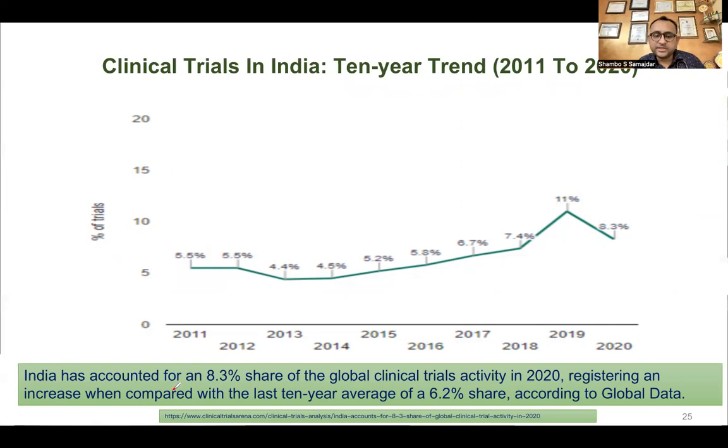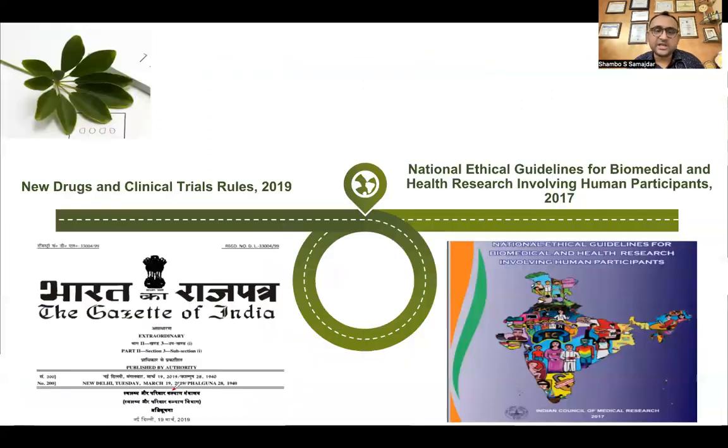India has accounted for an 8.3% share of the global clinical trials activity in 2020, which was 5.5% in 2011. And interestingly, in 2019, it was almost 11%. Maybe due to the COVID pandemic, this goes down a little bit. But this upward trend is quite promising for us.